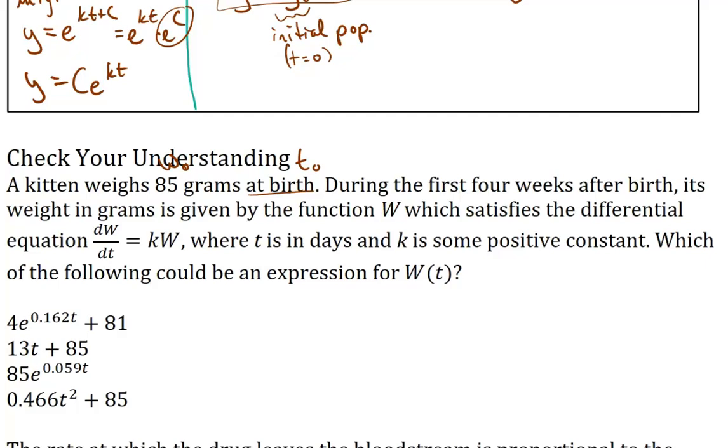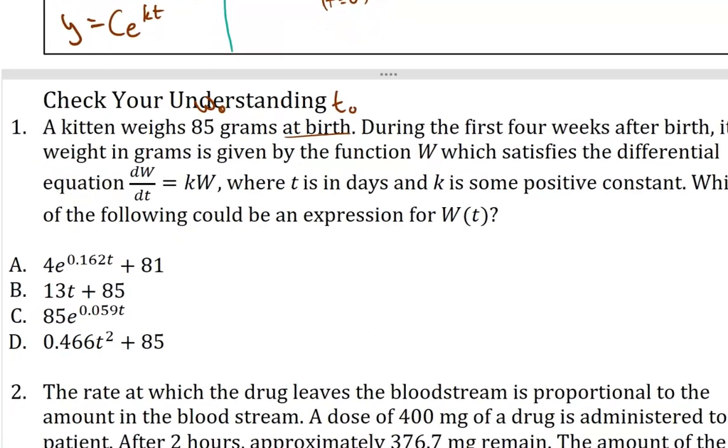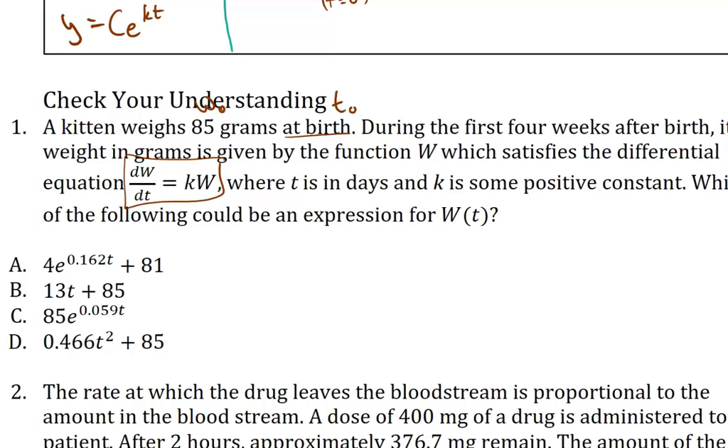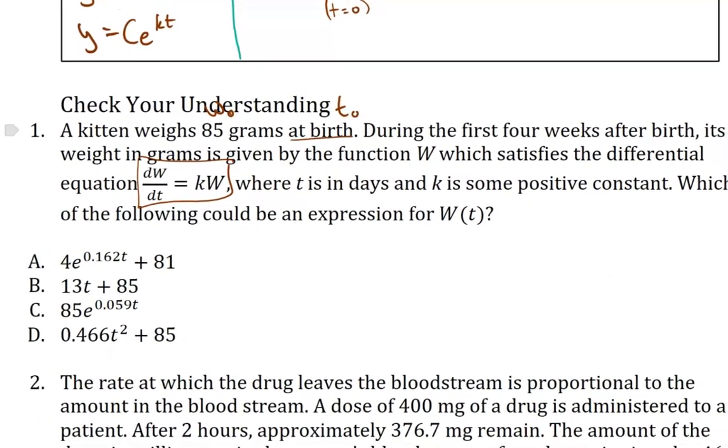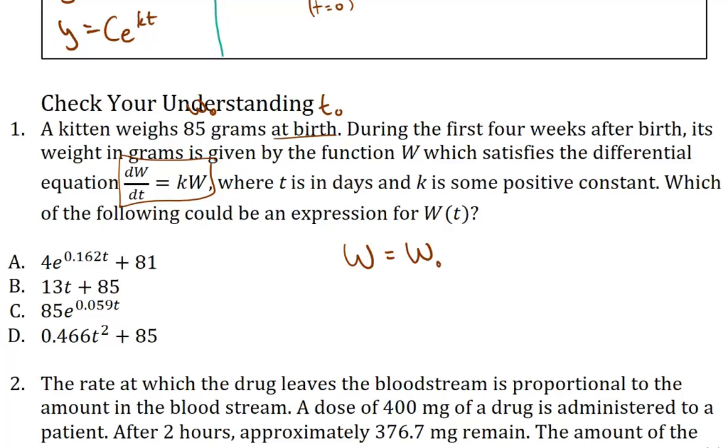the differential equation dW over dt equals k times W. t is in days, k is some positive constant. Okay, so right off the bat, I know from this differential equation that I must have an exponential growth function. So I know that the weight of the kitten is equal to the initial weight times e to the kt. Could I go through and solve that to get there? I sure can, but it's faster for me to just recognize that this is a law of growth function.